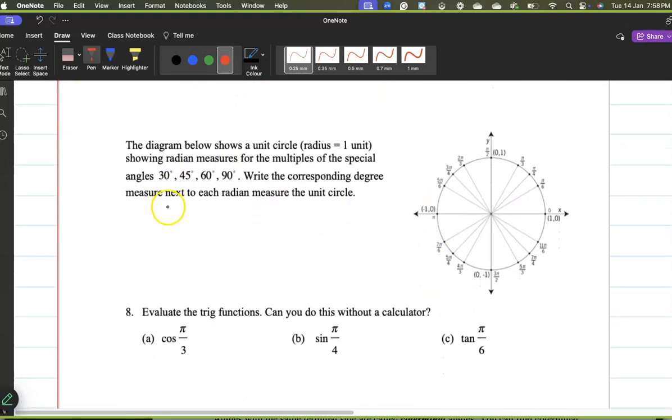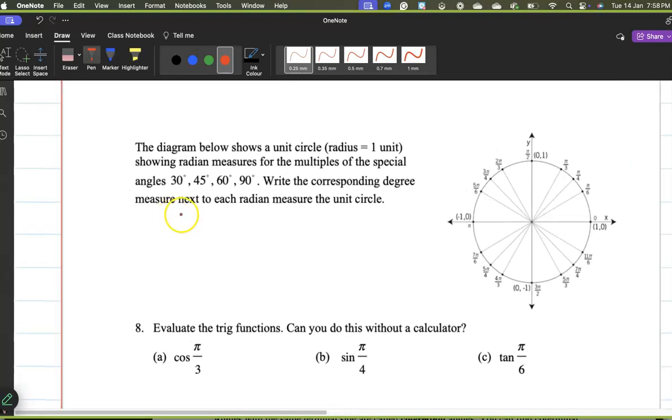So the diagram given below shows a unit circle. A unit circle is a circle with radius equal to 1 unit. 1 unit means it can be 1 centimeter, 1 inch, 1 meter, anything. It shows the radian measure for the multiples of the special angles, 30 degrees.